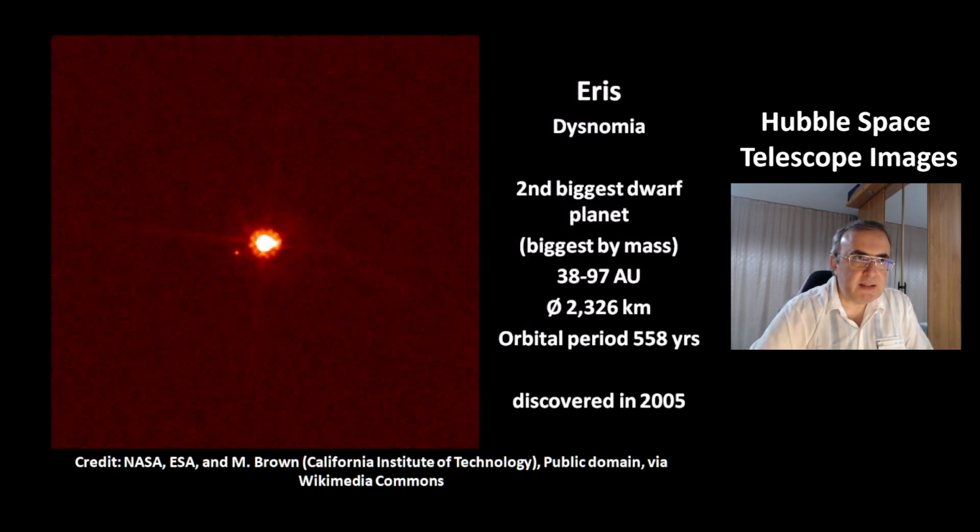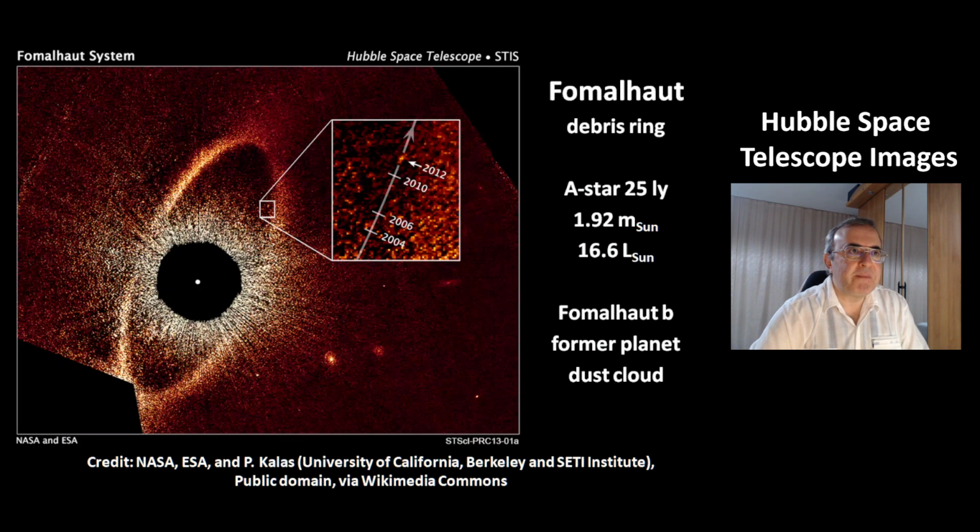This is a picture of Eris and its tiny moon Dysnomia at the left. Eris is the second biggest dwarf planet, with Pluto being number 1, but it's the biggest by mass. It has an elliptical orbit at a distance of 38 to 97 AU. Its diameter is 2,326 kilometers. The orbital period is 550 years, and Eris was discovered in 2005.